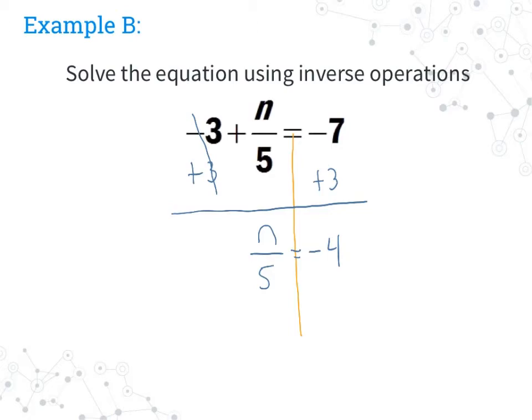So now I'm going to go to the next step, and I've got n divided by 5. I need the inverse operation of that, so the opposite of division is multiplication. So I'm going to multiply both sides by 5. 5 over 1 over 5 is all going to reduce down to 1, or 1n. Negative 4 times positive 5 is going to give me a negative. 4 times 5 is 20, so negative 20. And that gives me my final answer, which I'm going to put a box around.